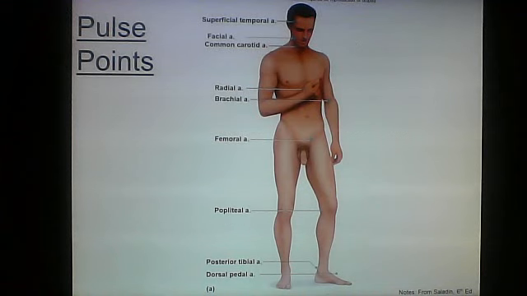This is an image of the location of some of the pulse points that you will be locating with your partner.